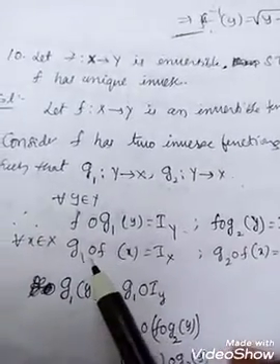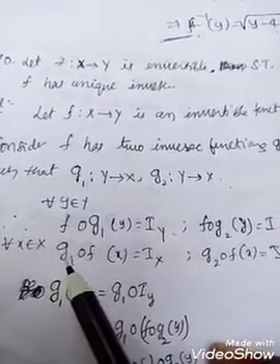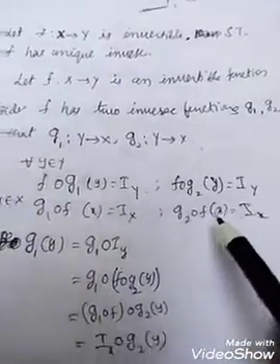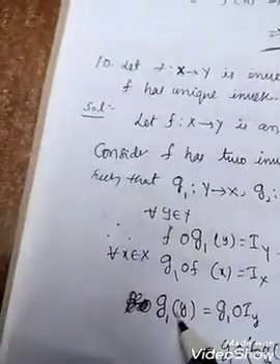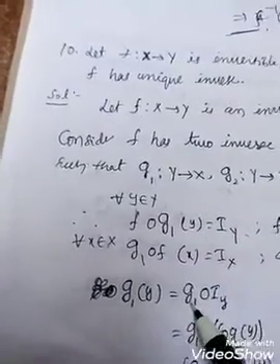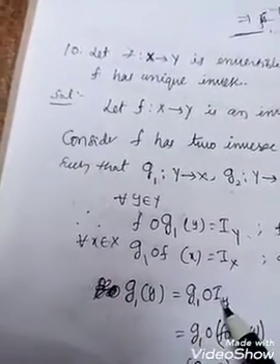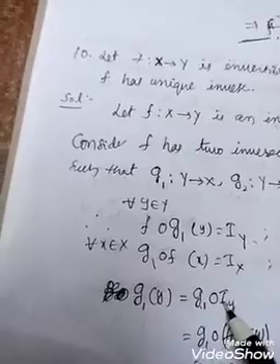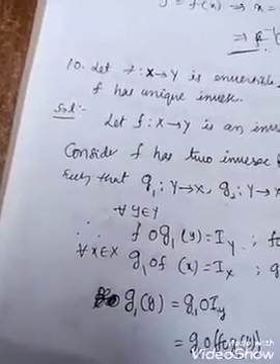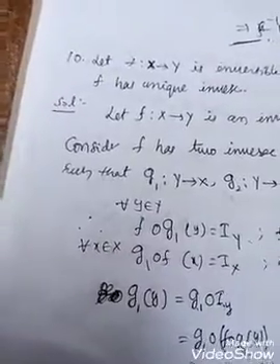That implies, for all x belonging to X, f circle g1 of x is equal to ix, and f circle g2 of x is equal to ix. Now, g1 of y is iy circle g1, both are the same, y, because it is the identity function. Now instead of iy, observe that g1 is there, so I am taking g2, f circle g2 of y.